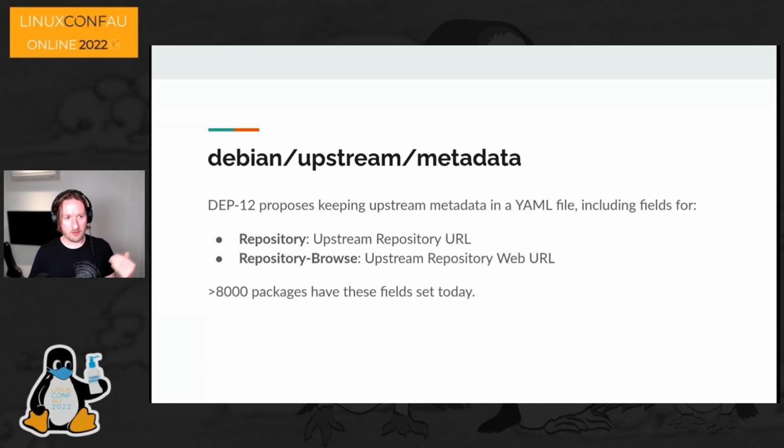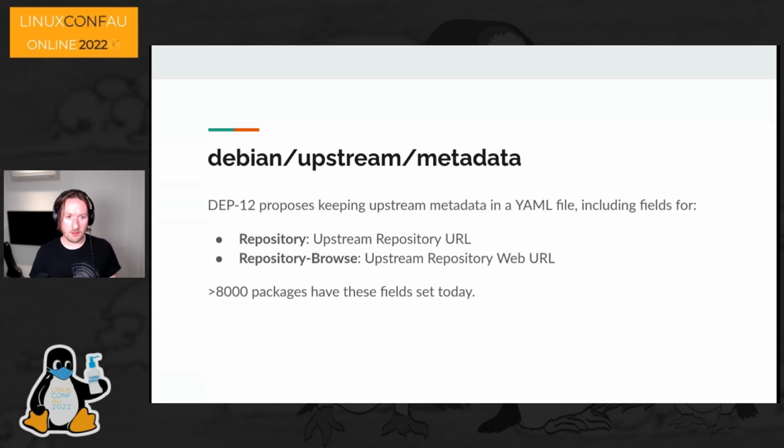So this format is a draft, but it's been widely adopted. There's about 10,000 packages or so that have this file present, and about 8,000 of those have the repository header set. So for about a third of all of the 30,000 source packages in Debian, we know where we can find the upstream source repository.